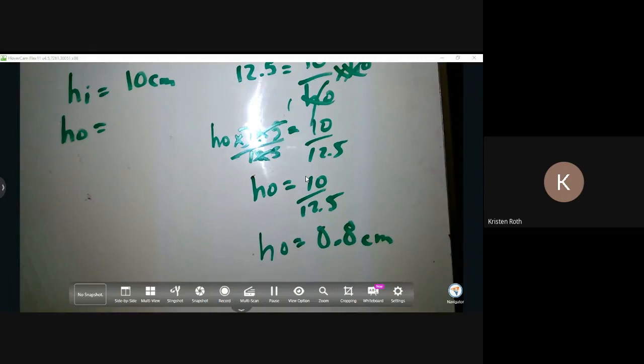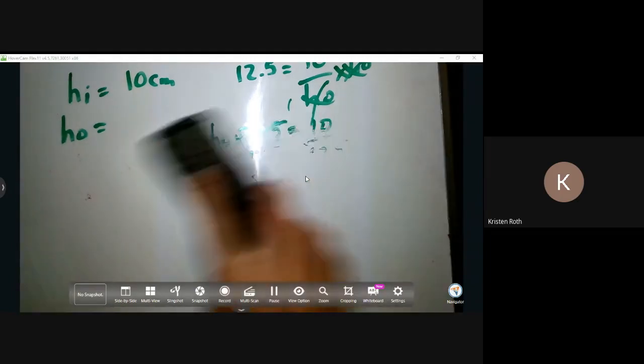Because we're not dealing with distance, there's no negatives for this one. Yes, it is a virtual image. So our distance, if we were to use distance for this one, it would have been a negative. But because it's upright, the object's upright and the image is upright, they're both positive. And since it's not an inverted image, the magnification is also positive. Hopefully you're following along with that. I really hope that that is making sense.